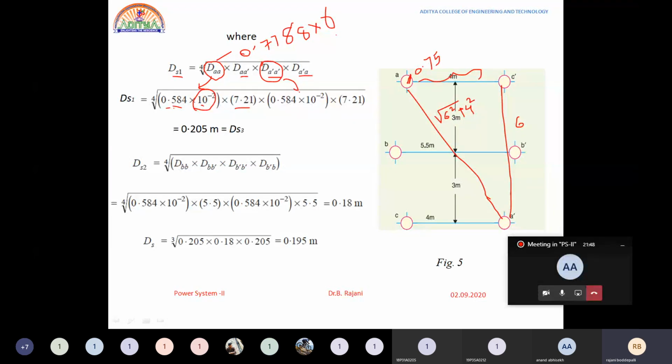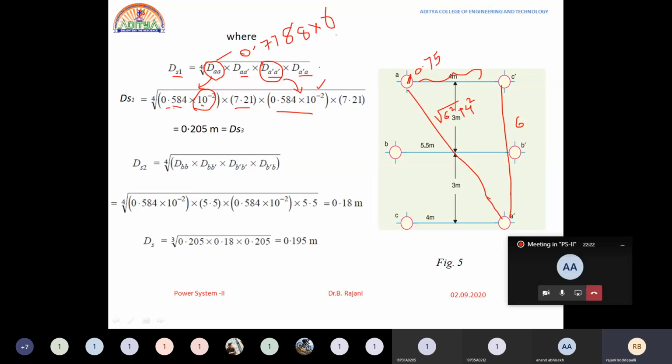Now DA dash A dash. If the suffixes are the same, that is the self GMR, which is nothing but the self GMD of that particular conductor itself. Here for the conductor A it is 0.7788 into R. For the distance from A dash to A dash itself, it is also 0.7788 into R. That value gives you again the same value, which is 0.584 into 10 to the power of minus 3 if it is converted into meters.